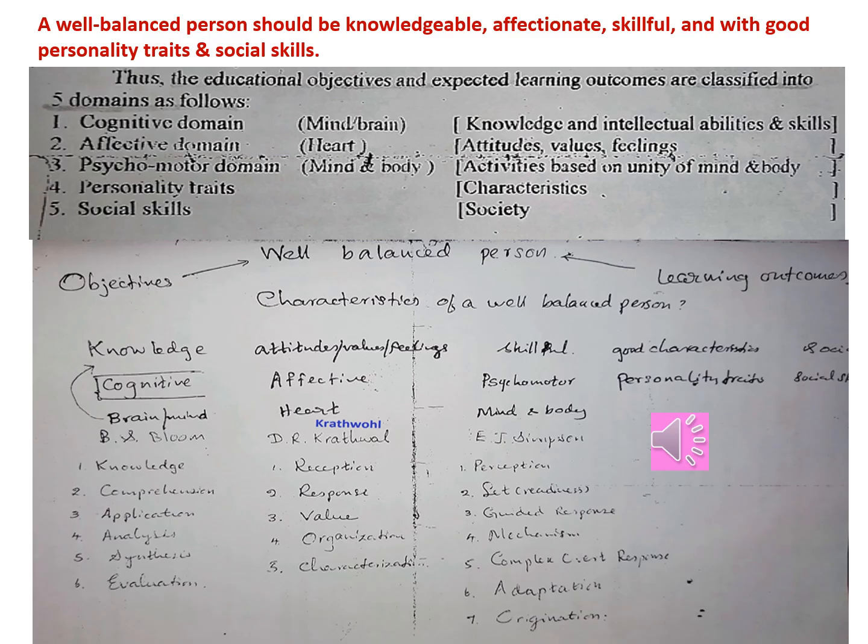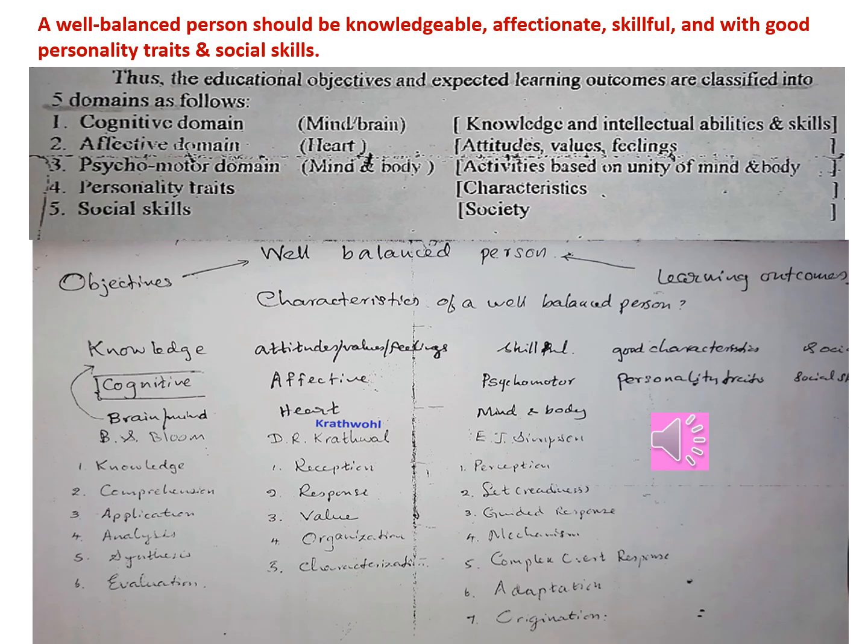Then number 5, social skills. Social skills means how to live in a society peacefully and usefully. You can live in the society peacefully, but if you are not useful, then is it good? No. You are useful to the society, but you are not peaceful. Is that good? No. So social skills deal with how to live in a society peacefully and usefully. So those are the 5 domains. Those are the 5 areas.